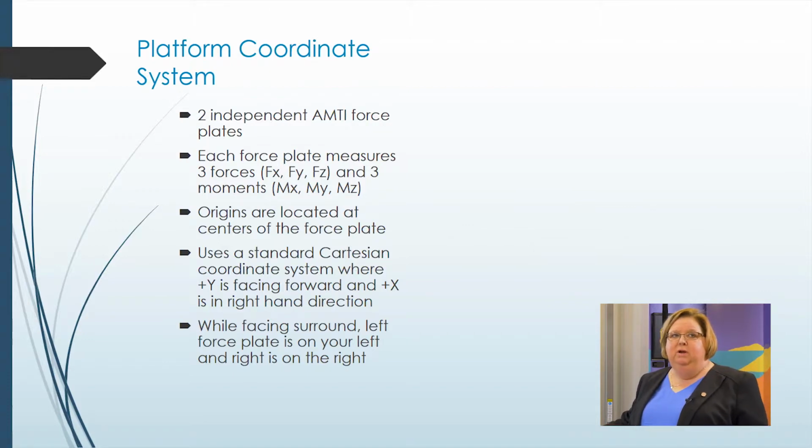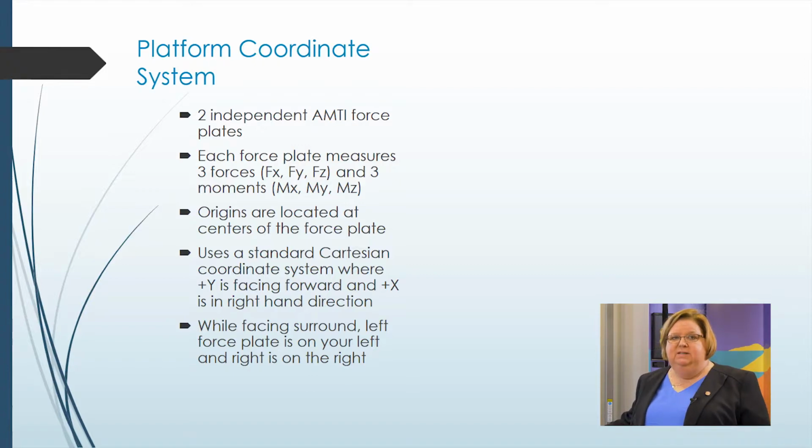Now, the platform coordinate system, remember that it has two independent AMTI force plates. And each force plate measures 3 forces and 3 moments. So 3 forces being Fx, Fy, and Fz, and the moments being Mx, My, and Mz. The origins are at the center of the force plate, and that uses a standard Cartesian coordinate system, so that positive Y is facing forward, positive X is in the right-hand direction, and remember that Z is the vertical movement.